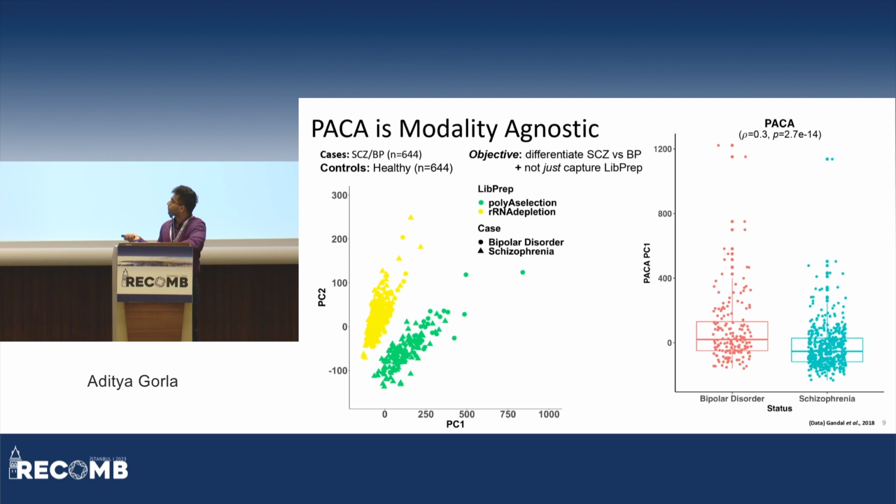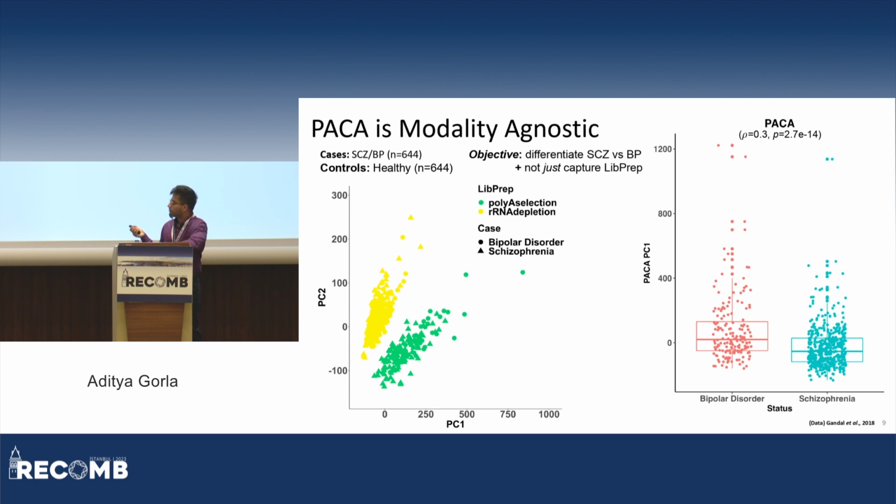Next, we can go even further and consider some gene expression data from PsychENCODE, where we actually have cases and controls. The cases consist of schizophrenia and bipolar disorder patients, and the controls are healthy. So a well-powered subtyping method should really be able to differentiate between the schizophrenia and bipolar disorder samples.